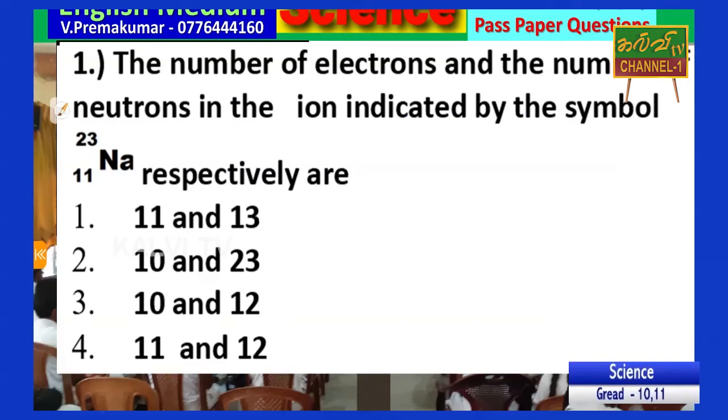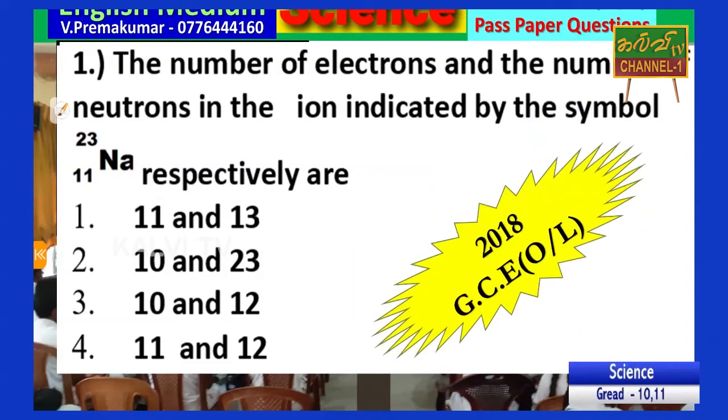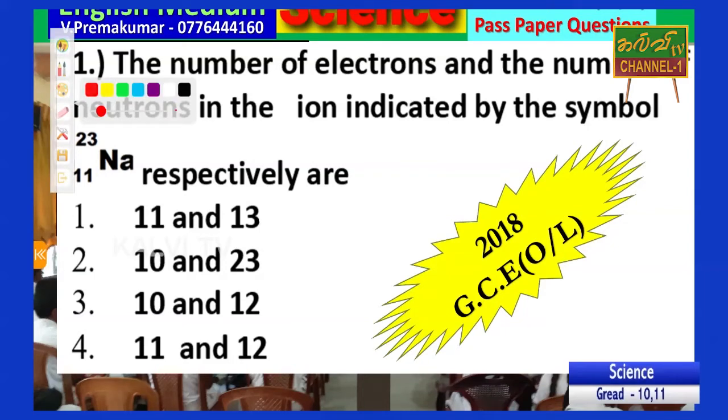This is the past paper question. Now we are ready to explain this. The number of electrons and the number of neutrons in the ion indicated by this symbol, respectively, are, right? That means the number of atoms. For example, sodium can release 1 electron and become the sodium ion Na plus.